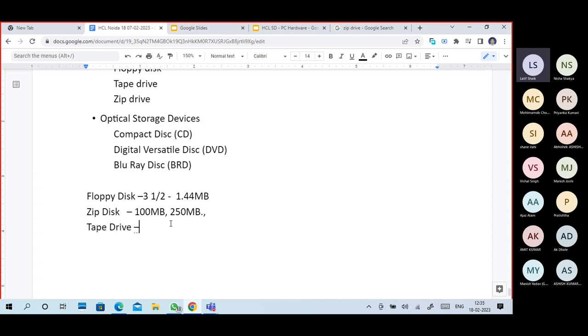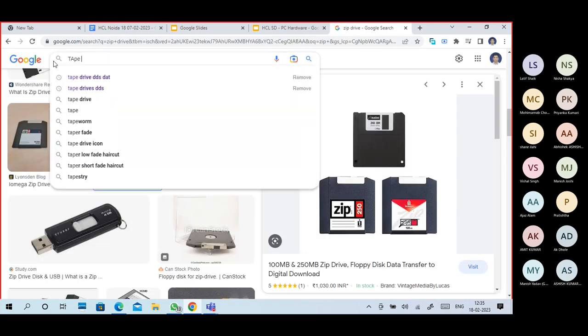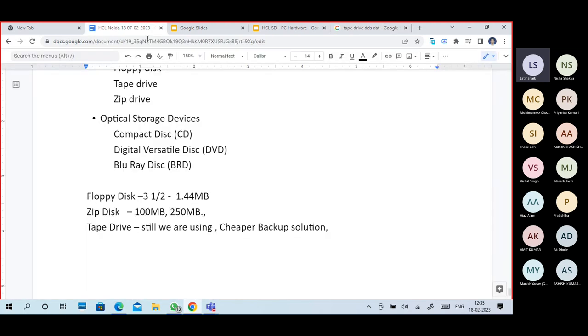Tape drives. We are still using tape drives. The main purpose is backup. The main tape drive purpose is that it is the best, cheaper backup solution. Okay, so how do tape drives look? Another name for tape drives is DDS, digital data storage, or DAT, digital audio tapes.